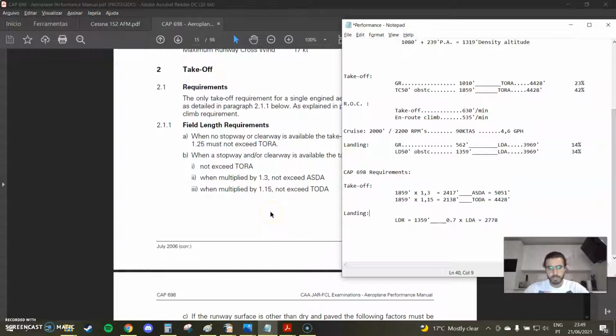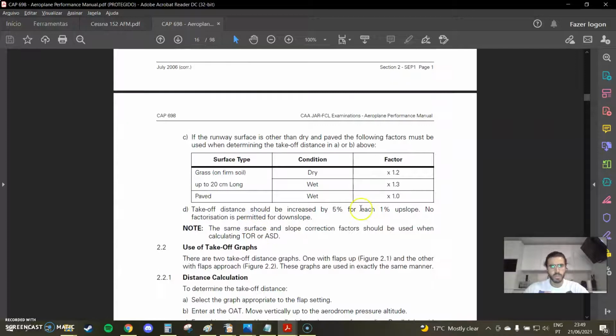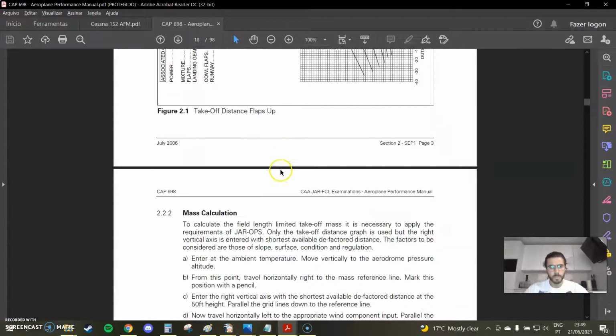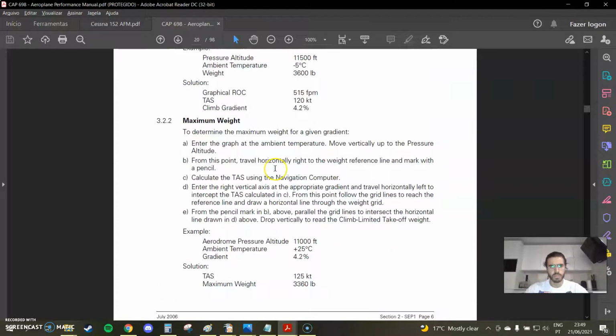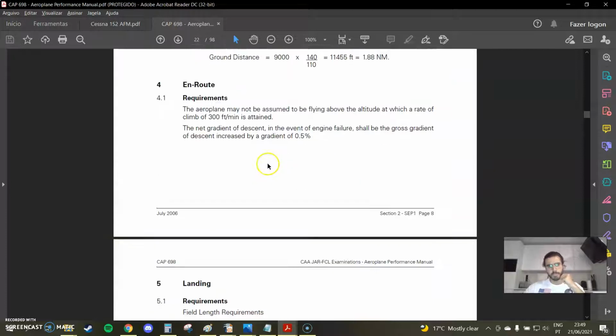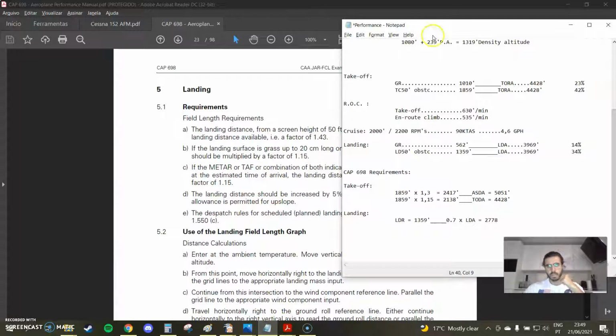And when you go for landing here, you also have some factorization. If you're going to land on grass, you need to multiply by these factors, and if it's wet, it's worse. You can take a look at these afterwards, but there's nothing here for us now. I'm just going to skip to the landing part and route landing. So let's go for it.